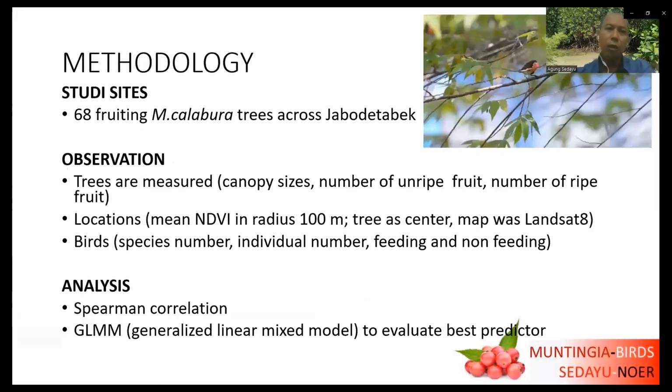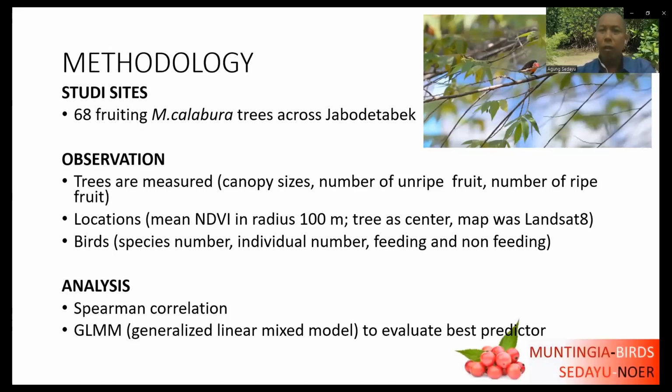So we did this research on 68 fruiting Muntingia calabura trees across Jabodetabek, and we observed each tree twice.